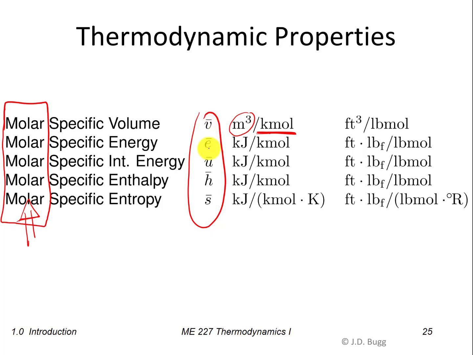So there's still lowercase letters, but they have a bar over top. So the significance of a bar over any property in this course is that that property is given on a molar basis. And in English engineering units, we see the same thing. Only the mole now is a pound mole, not a kilomole. And that's the English engineering unit version of a mole. So molar specific values are on a molar basis, whereas specific values are on a mass basis.